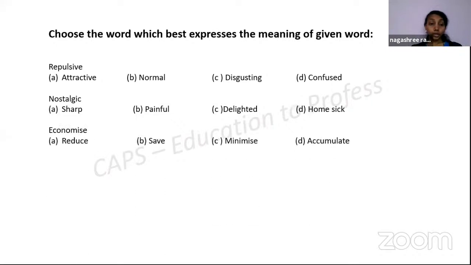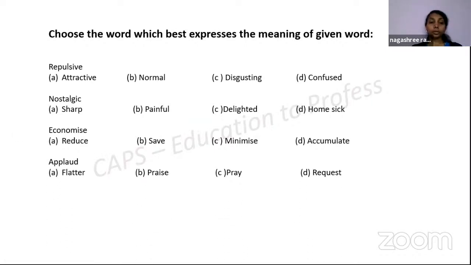Economize. Reduce, save, minimize. Save is accurate, not minimize, not reduce. Economize can mean minimize? No. So these options seem to be really close except for accumulate, but if you give it a careful thought, then save is the answer to this.